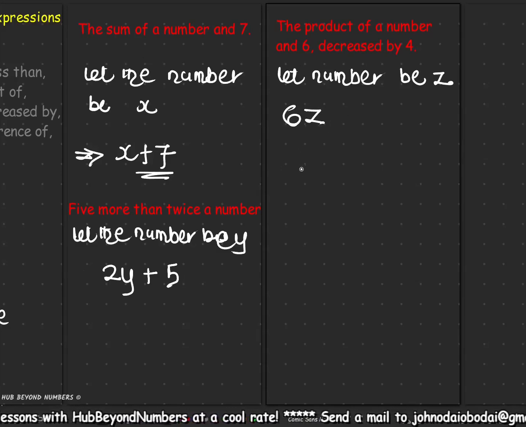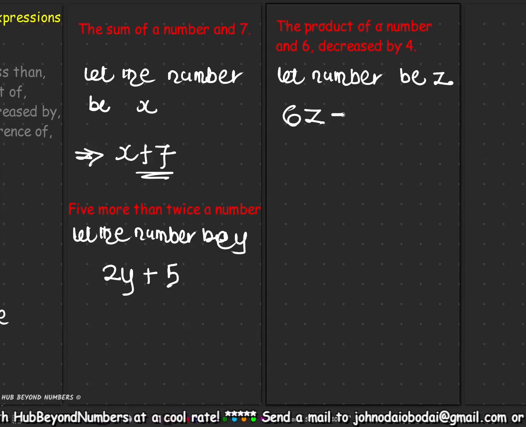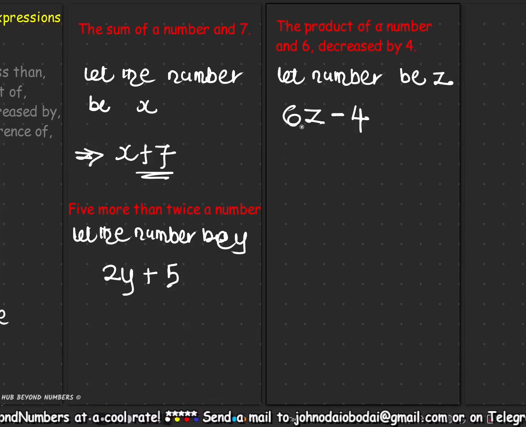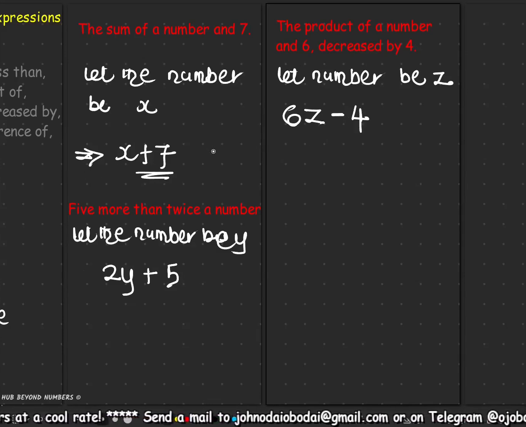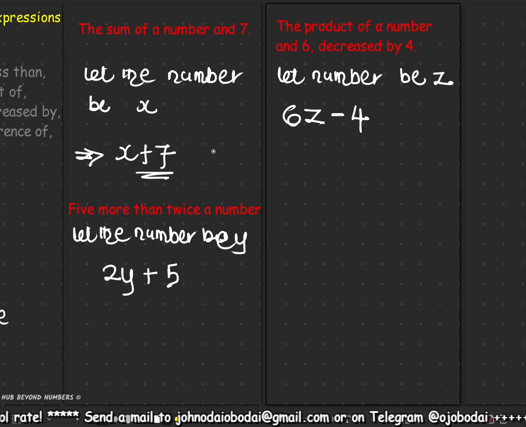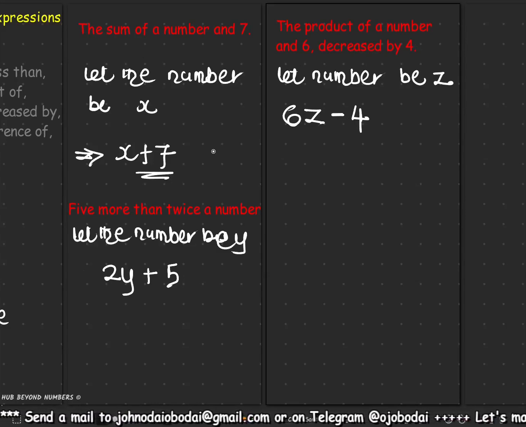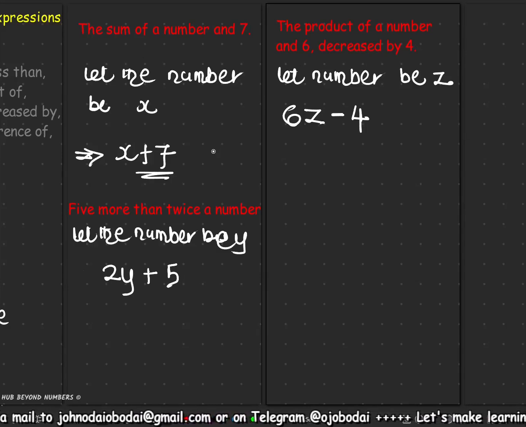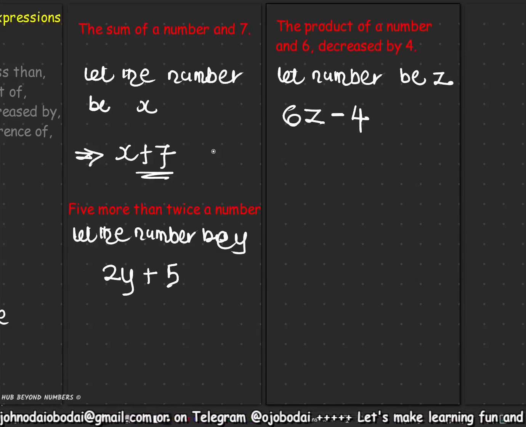And we are decreasing this number by 4. Decrease means we are subtracting. So decrease by 4, and this becomes the product of a number decreased by 4. So it's very simple. First, identify the quantities involved in the statement. Then you assign a variable to it, and then you do your translation.